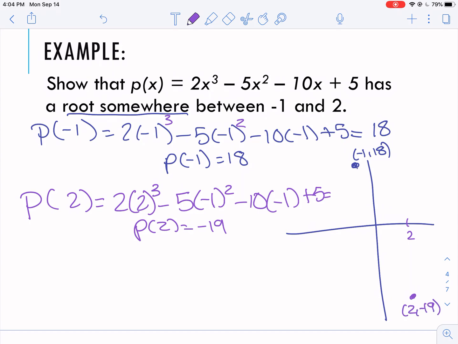Since I want this to be a continuous function, there is some value where I have to cross the x-axis, because p of x has to equal 0 at some point between -1 and 2. And we can see, since I'm going from a positive to a negative value, that I do have to have the value 0 in between them. So yes, there is a root somewhere in between -1 and 2.